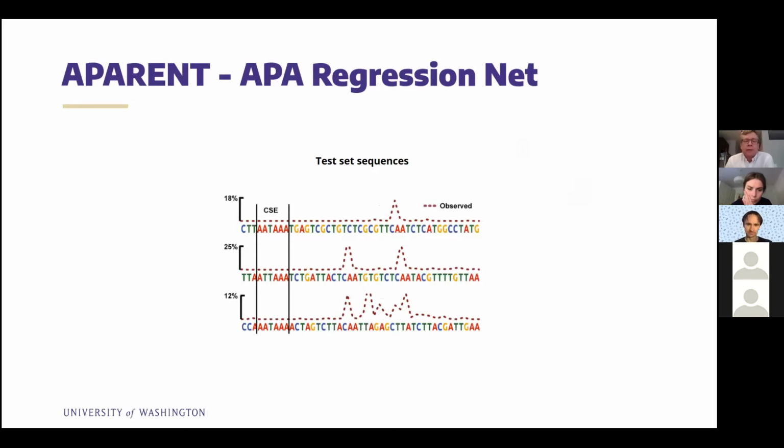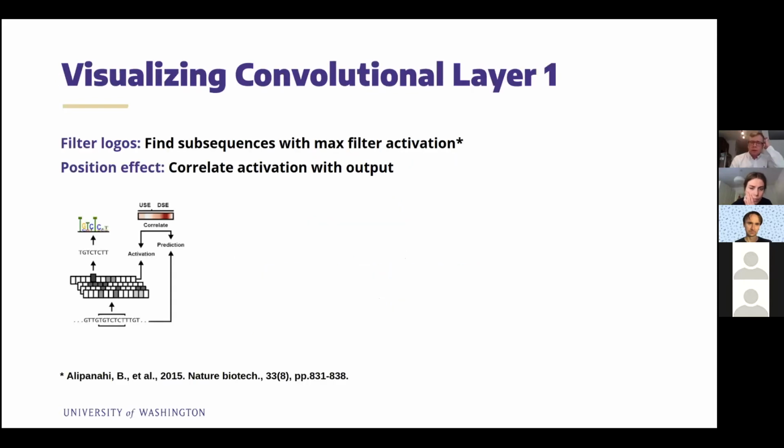So here we're looking at a sample of 3 signals from the test set. And what I'm plotting as a dotted curve across each polyA signal sequence is the measured 3' cleavage distribution. And as you can see, the predicted cleavage distributions of APARENT agree really well with these observed distributions. So after this, we wanted to get an understanding of what exactly APARENT had learned in its internal network architecture and whether we could extract useful biology from this network.